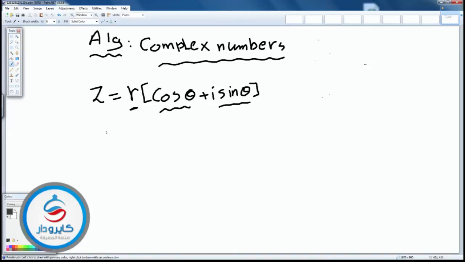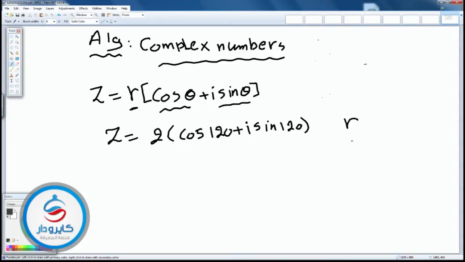طيب لو انا عندي example كده وقلت لك ال z equals 2 cosine 120 plus i sine 120. Find the modulus and the amplitude or the argument. المودولس هنا اللي هو ال R وعايزين ال theta. ال R will be equals 2 and theta equals 120. ليه؟ لأن النمبر اللي موجود قدامنا right in the form، موجود على الفورم اللي فوق.